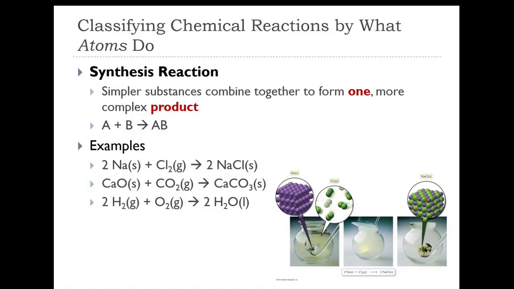A synthesis reaction is one where we start with two reactants and we end up with just one product. We're just combining things together. Our example is A plus B goes to AB. Well, we can have things like sodium and chlorine combining to form just one product, sodium chloride. Calcium oxide and carbon dioxide fuse together, synthesize calcium carbonate.